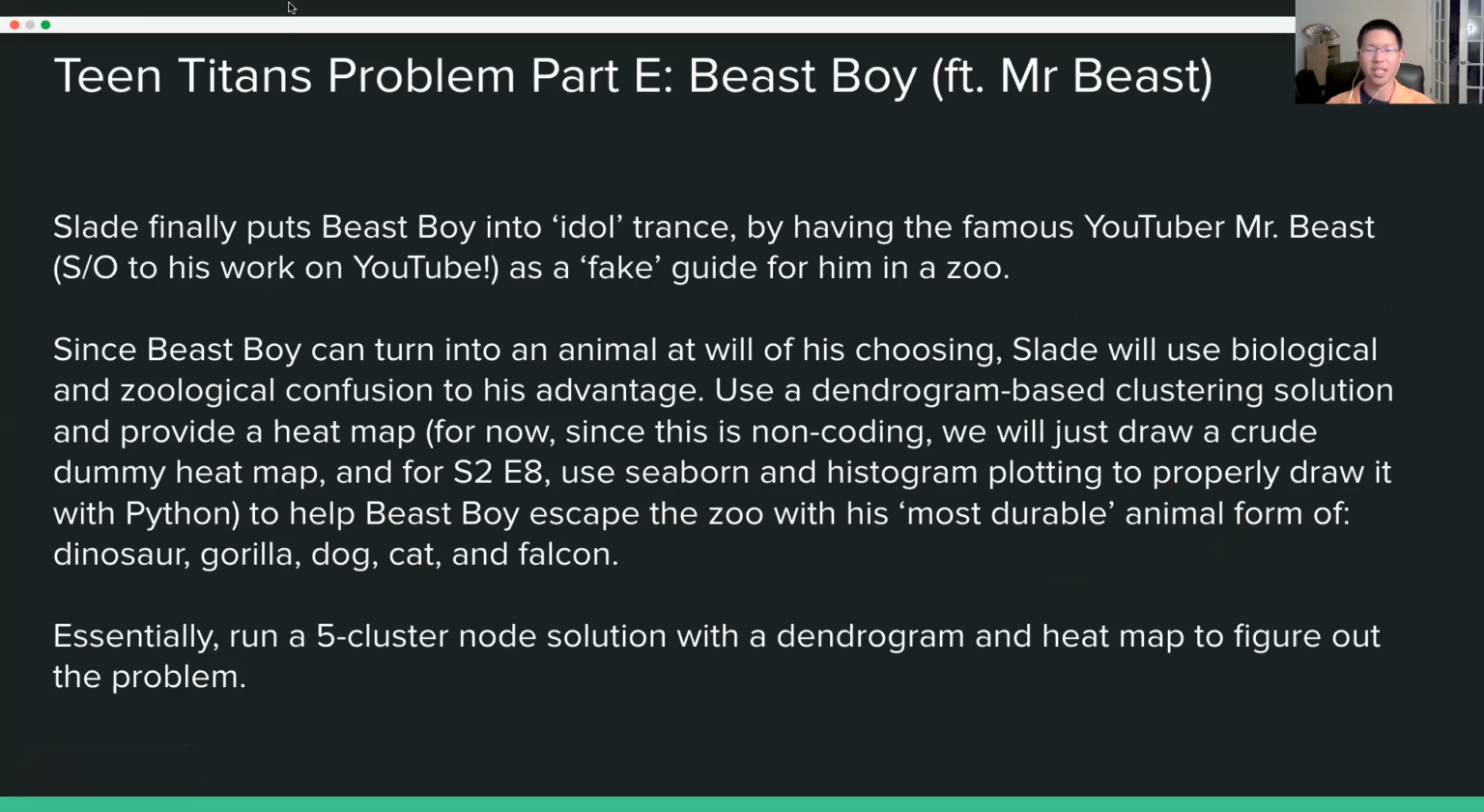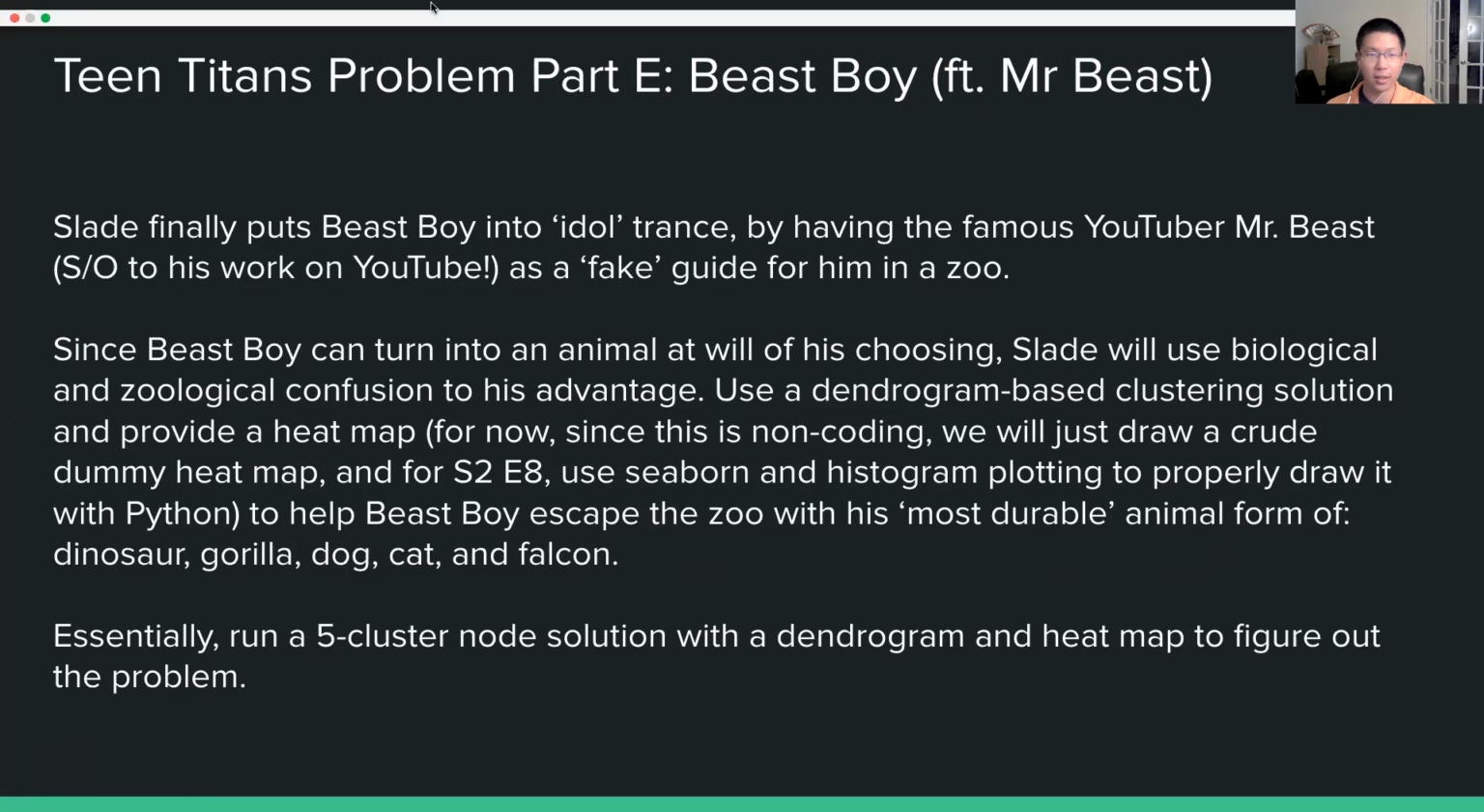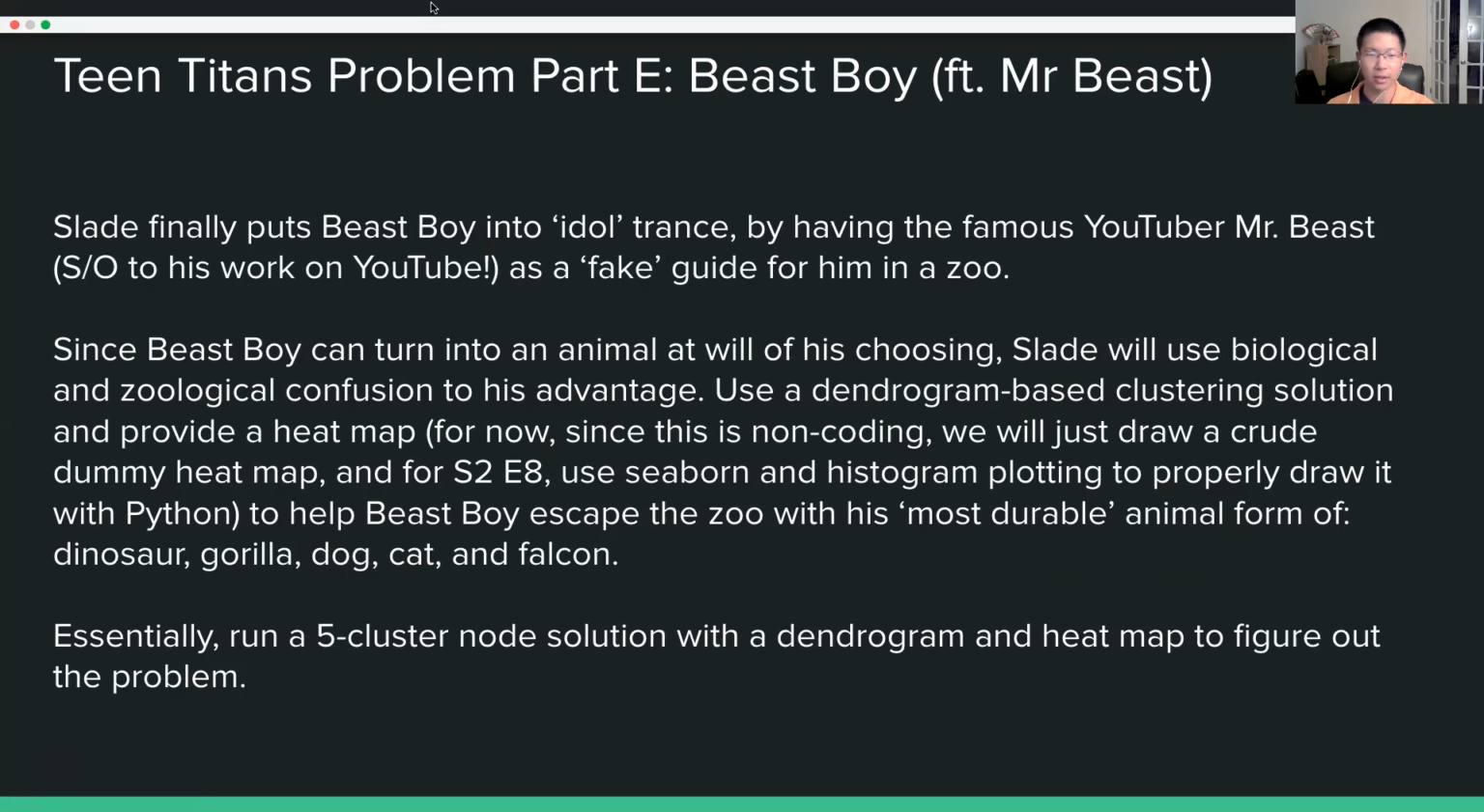And finally, you got Beast Boy, and shout out to Mr. Beast. He is a good YouTuber. Slade finally puts Beast Boy into an idle trance by being a fake guide for a zoo. Since Beast Boy can turn into any animal of his own choosing, Slade will use the biological and zoological confusion to his advantage. He'll even call it a dendrogram to confuse Beast Boy. So Beast Boy has to actually use a heat map, which is a very fancy way of saying how much each cluster will be concentrated in any particular data point.